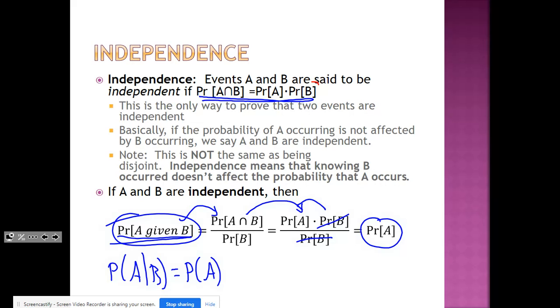If you think about why that is, the probability of A occurring is not affected by B occurring, so that means given B doesn't affect A. So it's still just the probability of A. Same thing works. This formula looks identical, pretty much, just flipped around. If we had B given A, if they're independent, that's just the probability of B. Okay. Again, note that's if they're independent.